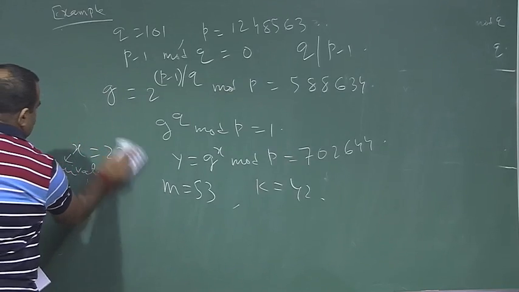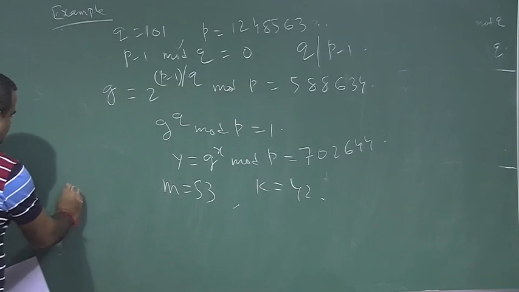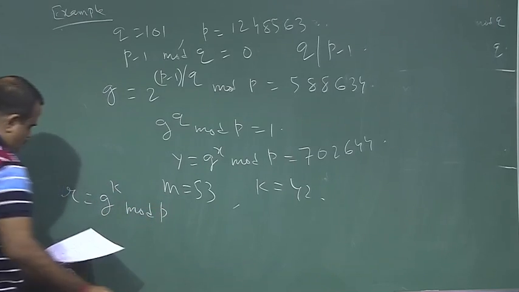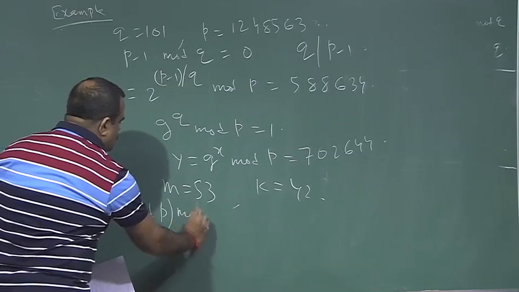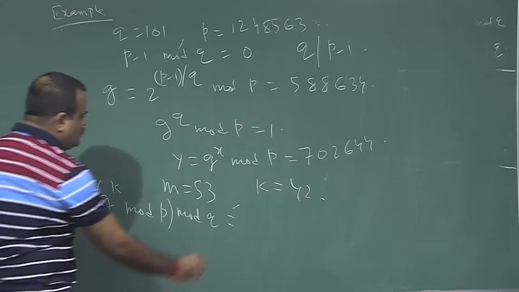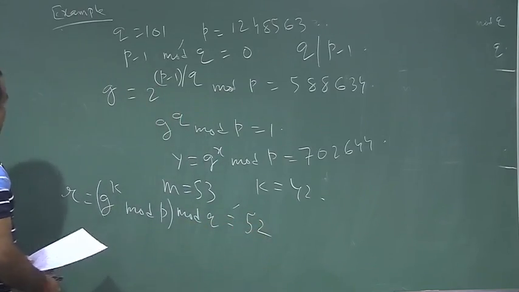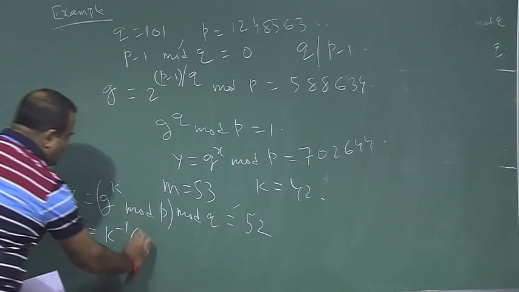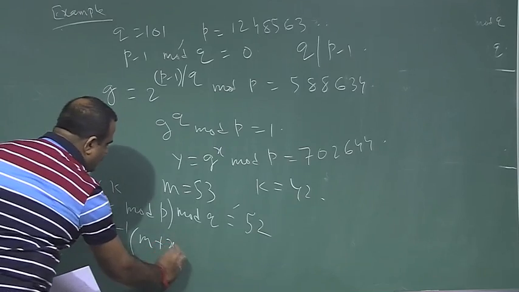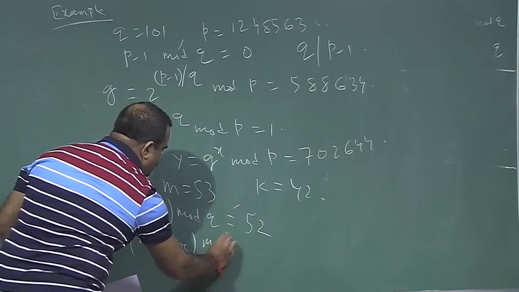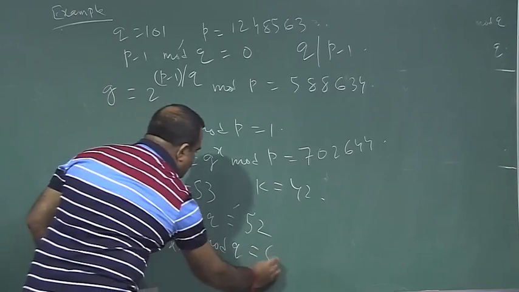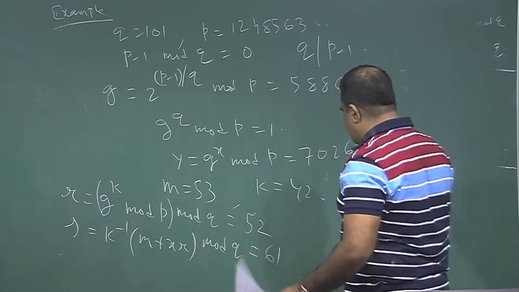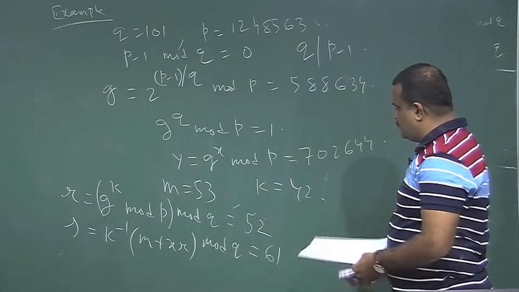So, r is basically what? R is g to the power k mod p, then mod q. If you compute this, we will be getting 52, and then s is basically k inverse times m plus x r mod q, which will be 61. So, you have to calculate this 61. So, these two, r and s, 52 and 61, will be sent to the verifier.